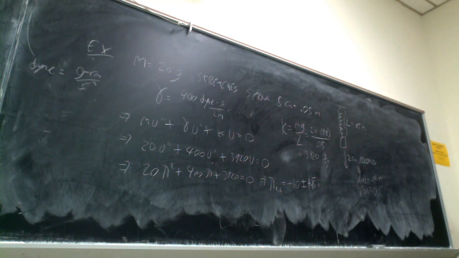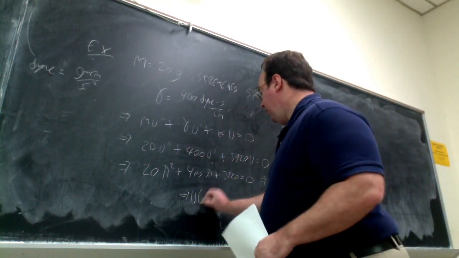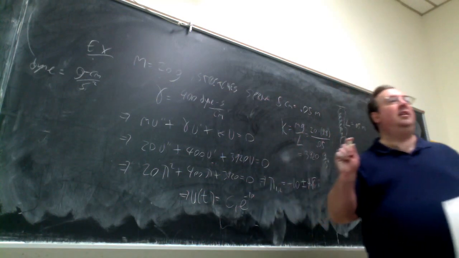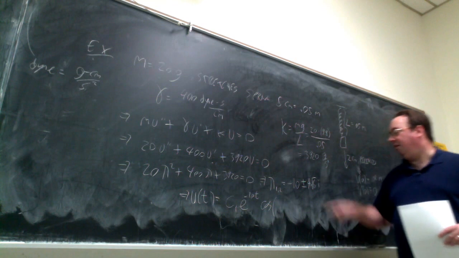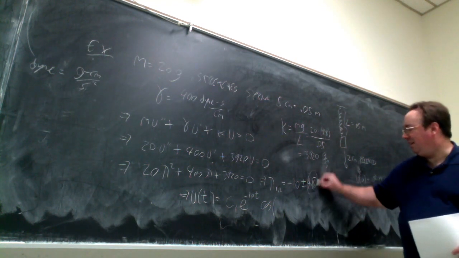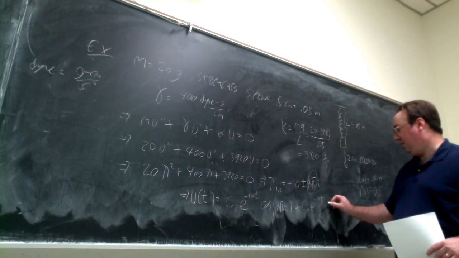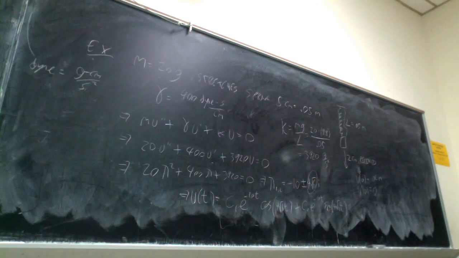So with those being the roots, what is the general form of a solution? We have some constants times e raised to the negative 10t, cosine of 4 square root of 6 t. Here's the imaginary part. And then plus c2 times e raised to the negative 10t, sine of 4 square root of 6 t. Okay, all right. So a question about where the solution comes from before we deal with initial conditions?